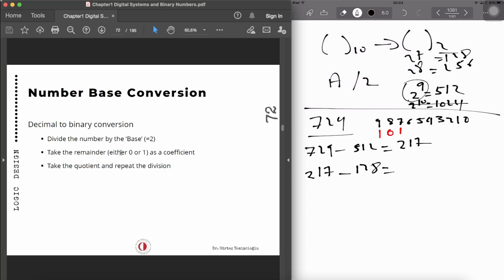So 217 minus 128, it's going to be 89. Then we take that 89. What is the largest power of 2? 2 to the power 6, 64. Yes, so we can use 64. That means 2 to the power 6 will be 1. And then this is going to be 64.